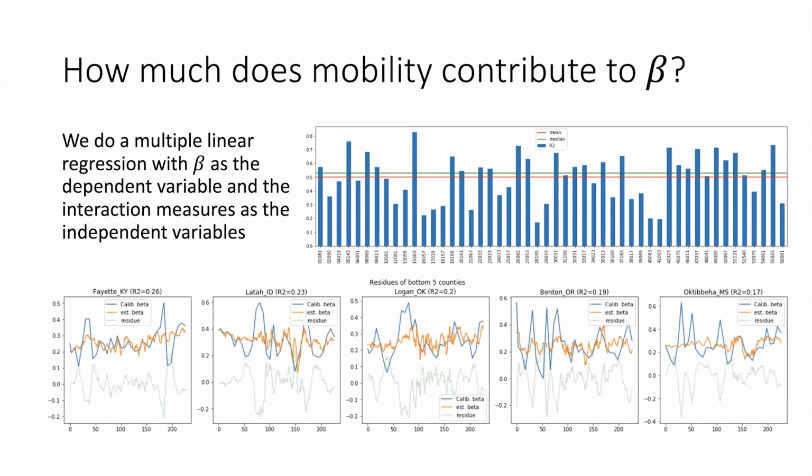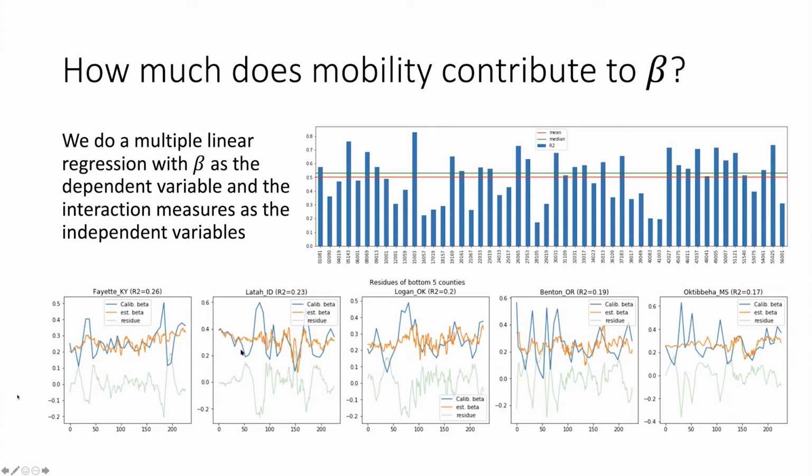So here are some actual results. These are the results for the worst 5 counties that we have, right? You can see here that the calibrated beta from the model is like this, and the estimated beta from the linear regression is like this. It's not a great fit, but you'll see that where there's a peak in the expected beta, the estimated beta also shows a little peak. It's just not as high as the actual peak. So there's a lot of variance that's left unexplained.